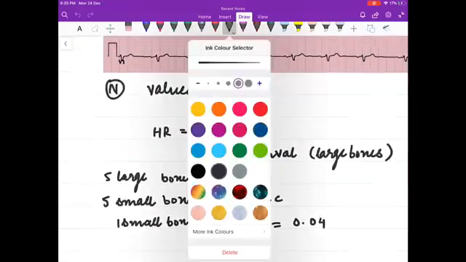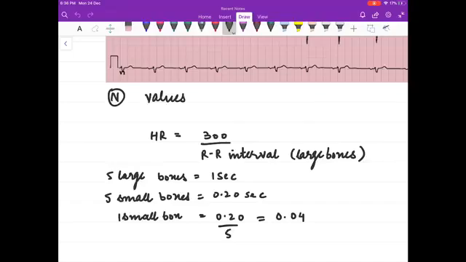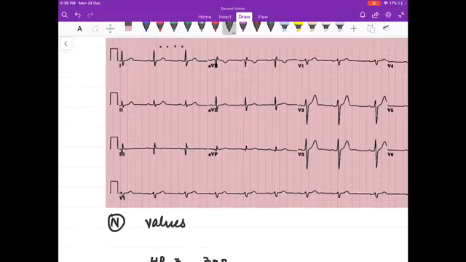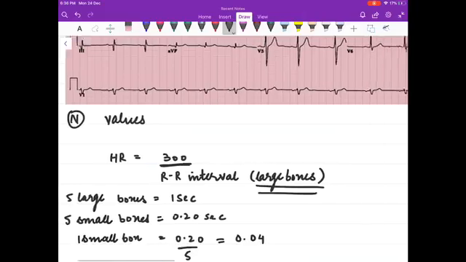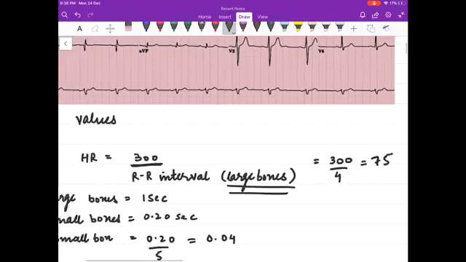So first we will discuss the normal values. How do we calculate the heart rate in ECG? We calculate it by 300 divided by RR interval. For the RR interval we take the number of large boxes. Suppose we have to calculate the heart rate in this ECG. The number of large boxes between two RR intervals is 4. So heart rate will be 300 divided by 4 equal to 75.